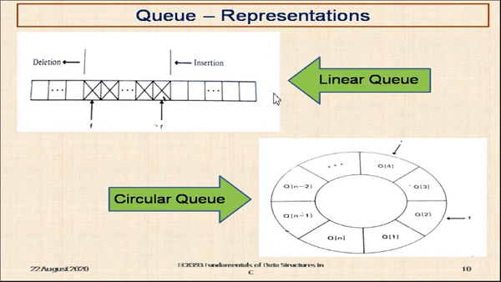And these are the representations of the queue. We have two types of queue algorithms. One is a linear queue, the other one is the circular queue. Okay. And this one is the representation of the linear queue. So in the queue there are always two pointers: rear pointer, front pointer. Okay. At the rear end we insert, at the front end we delete.